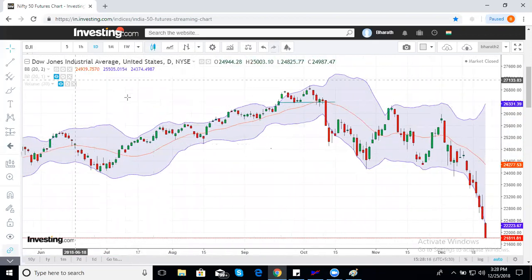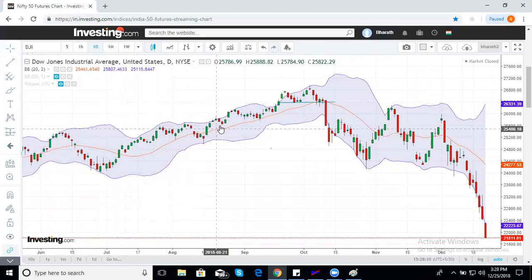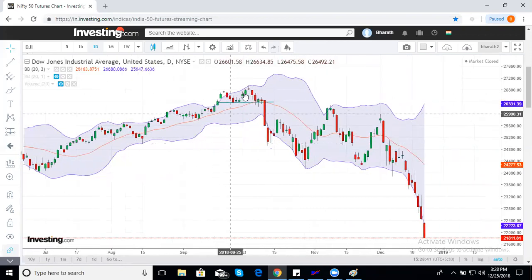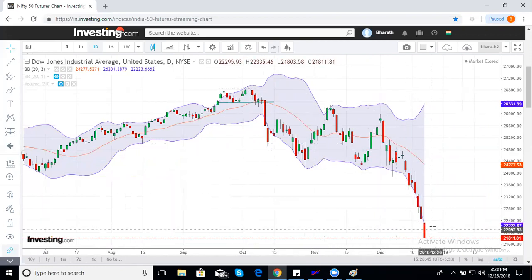This is Dow Jones Industrial Average. The market was taking support at the middle band, going out, closing outside the band, coming back to support at the middle band, going out, closing outside the band, and coming down. Next time when the market bounces off, this time it did not have the strength. The buyers were not strong enough to push the prices outside the 2 standard deviation. This called for a top, and you know the story here. This top was called somewhere at 26,851, now 21,000.